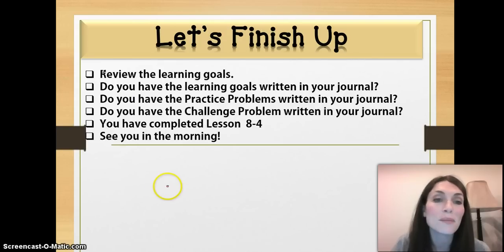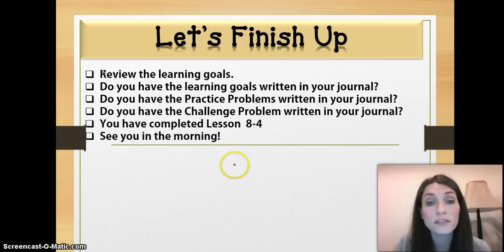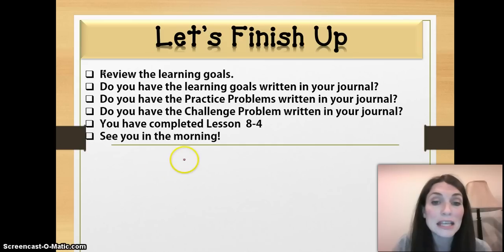So let's finish up. Please review your learning goals. Do you have your learning goals written in your journal? Have you written your practice problem in your journal? Make sure you've written all of them and showed all of your work. Do you have the challenge problem written in your journal? And have you given it a really good try? Make sure you've written your answer as an expression and then that you've solved it to show how much she actually owes. You've now completed lesson 8-4.